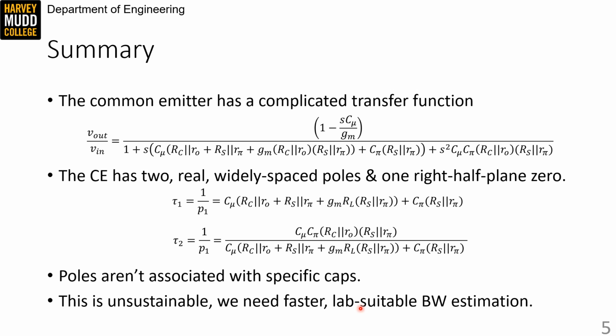So, in summary, the common emitter has a complicated transfer function, which I've copied here just to convince you, not because you need to remember it. The common emitter has two real widely spaced poles and one right half plane 0, and here are the two pole locations if you care. The poles aren't associated with specific capacitors, and this approach is unsustainable. We need faster, lab-suitable bandwidth estimation.